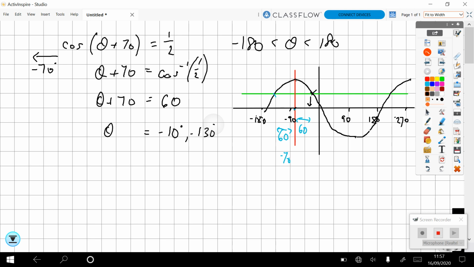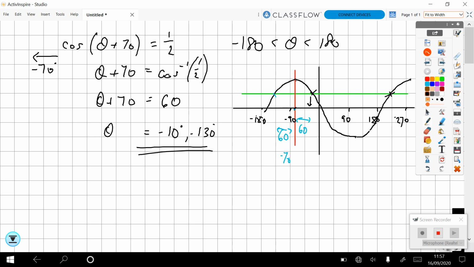There is another solution over here, but it's outside the limits. It's beyond the positive 180 degrees, so we don't want that one. There are only two solutions here. That negative 130 degree solution, that is the one that has had most work go into it, most likely to be wrong. So I go back to the opening line. Cos of negative 130 plus 70 should equal a half, and it does. And so I'm satisfied that it's right.